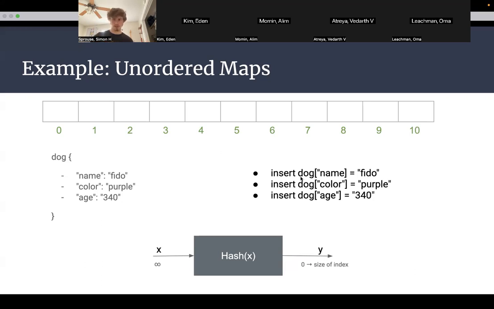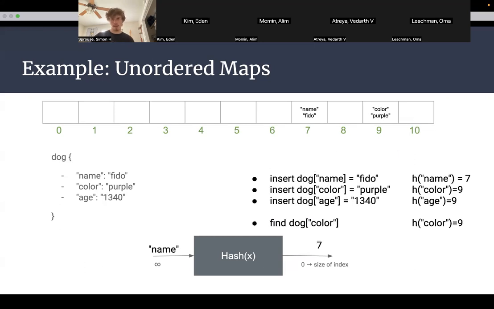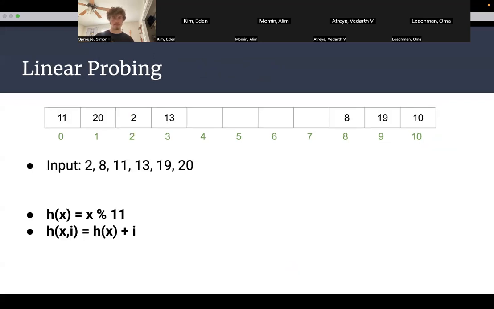So we're going to insert the dog's name, the dog's color, and the dog's age as these things respectively. And as you can see, Fido gets hashed to 7, purple gets hashed to 9. And then we have a problem here because age ends up also getting hashed to 9. So now we are trying to put two elements in the same position, which doesn't work. So that's a collision. And so how do you resolve a collision?